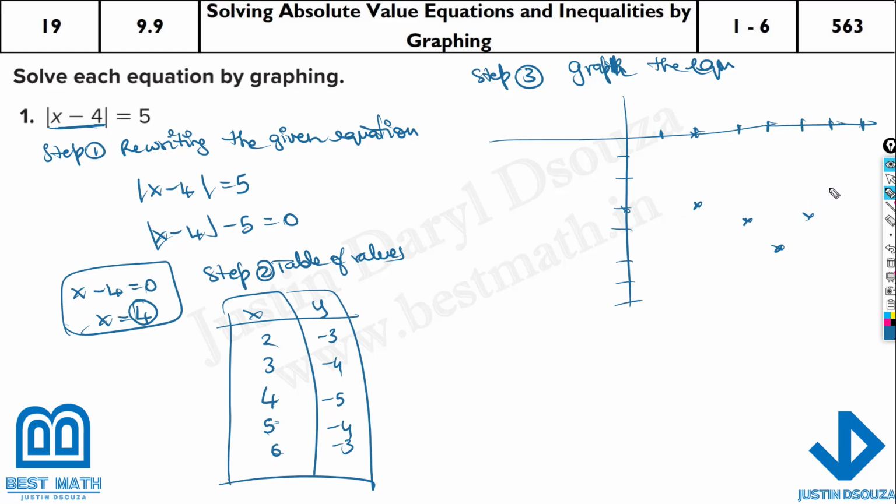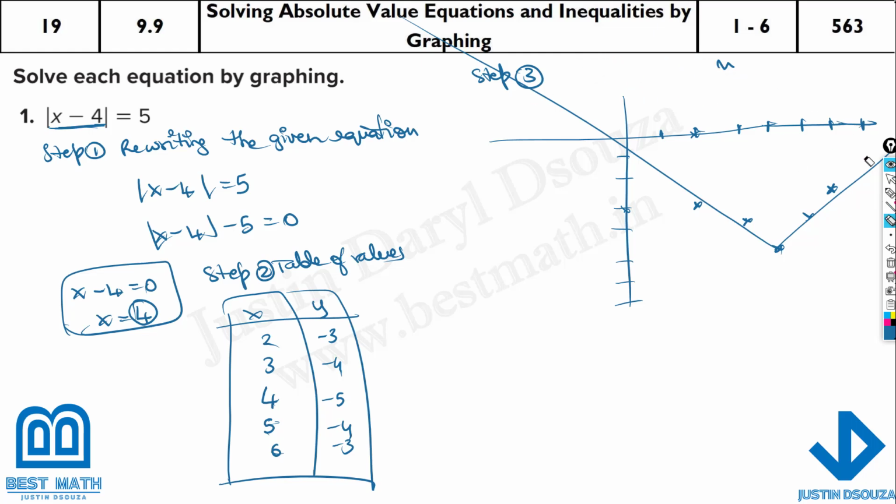And then 6 and minus 3. So this is how, somewhat like this, the graph will look. We can extend these lines, which are not at all accurate, but when you do it with a scale and a pencil, you'll get much more accurate points. And if you have a grid itself, it will be much more accurate. So this is step 3, that is graphing the equation.